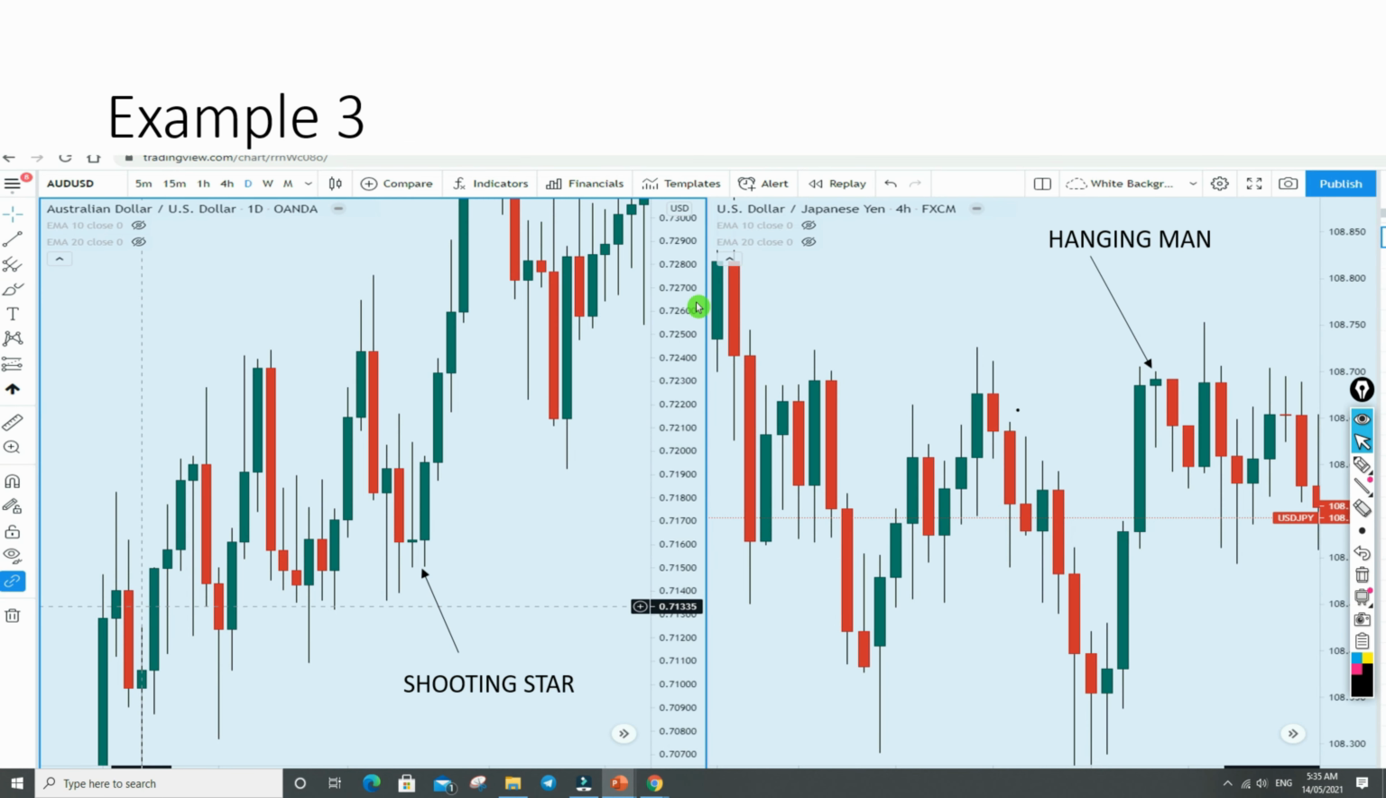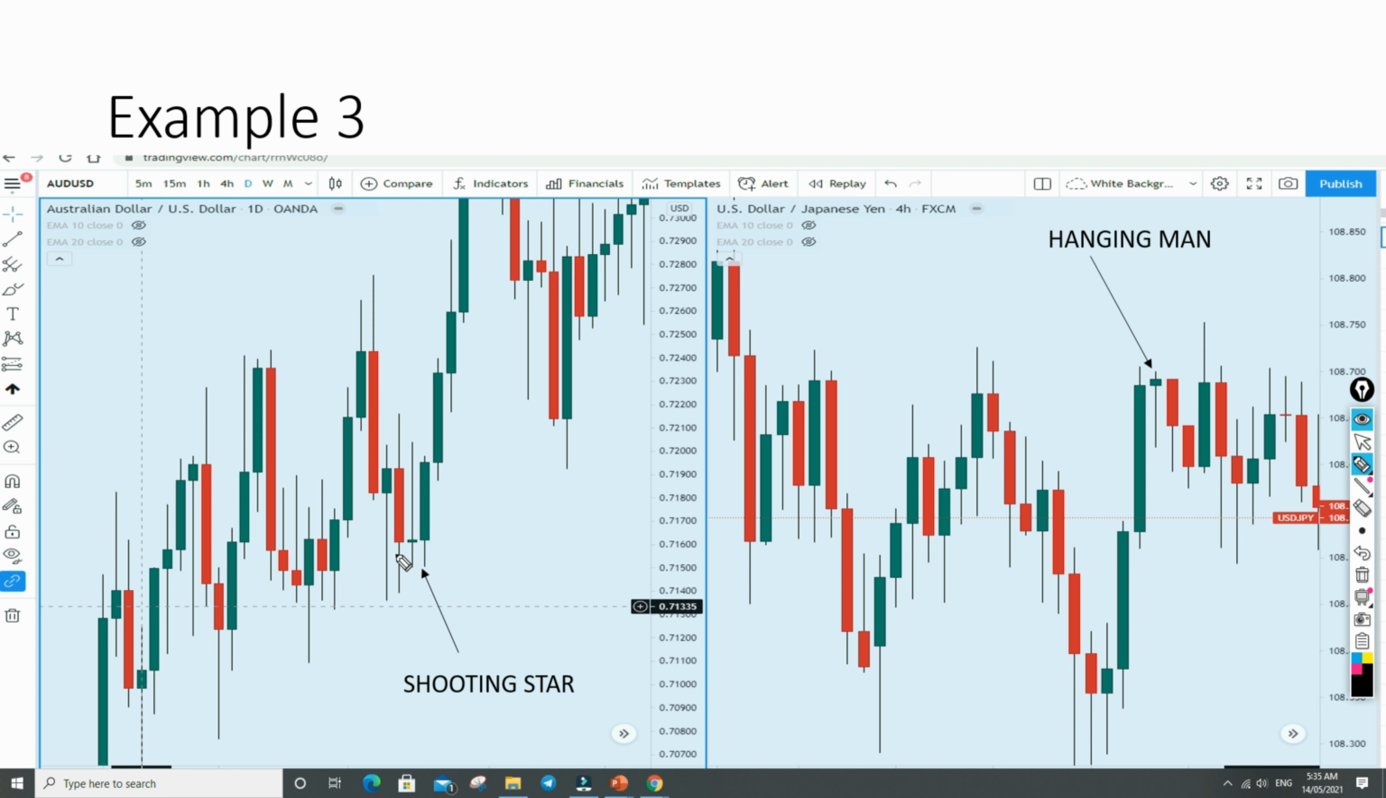Okay, so the third example is about the shooting star. This is a very, very profitable price action pattern. So, shooting star and hanging man. First of all, let's see this example here. You see this candle, this is a perfect example of a shooting star.